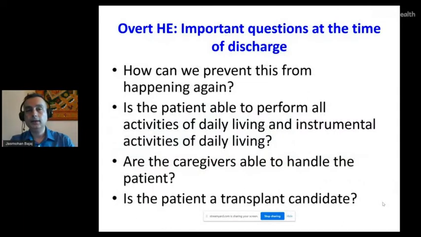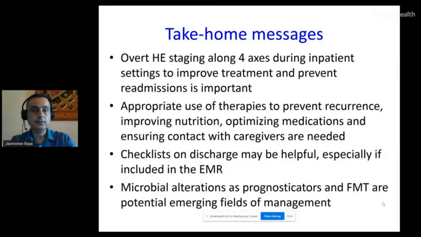So again, important questions at the time of discharge. How can we prevent this from happening again? Is the patient able to perform all activities of daily living and instrumental activities of daily living? Are the caregivers able to handle the patient? Is this patient a transplant candidate? These are the things we need to ask, and the take-home messages.